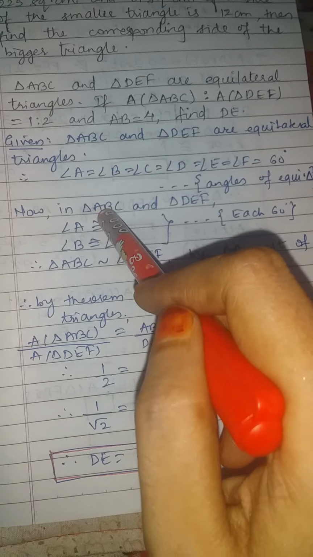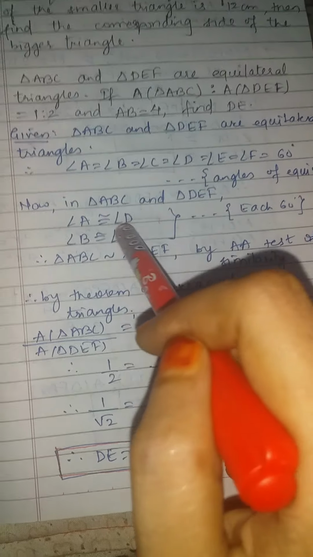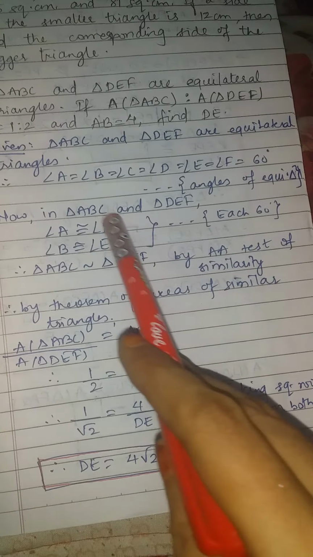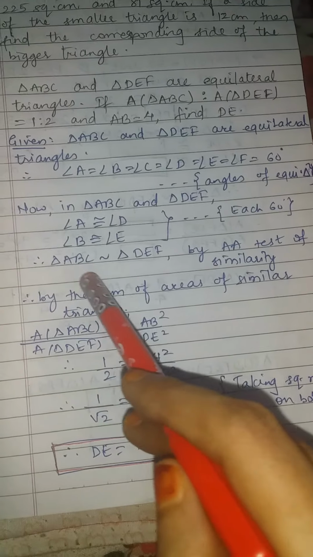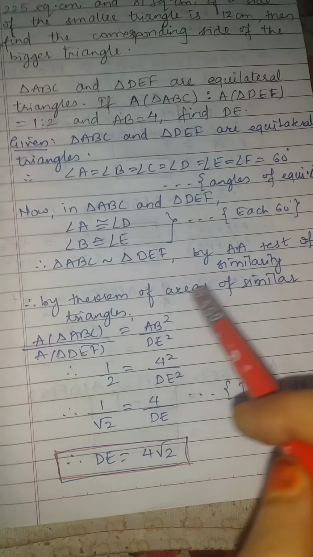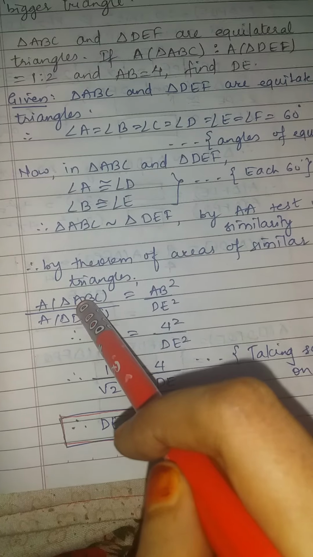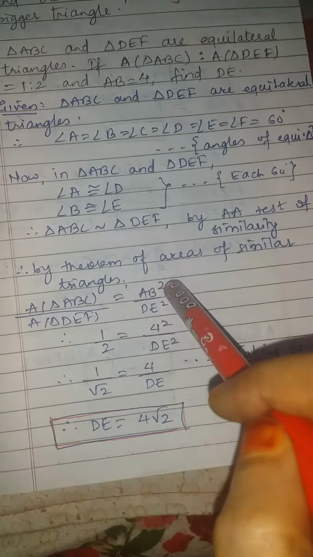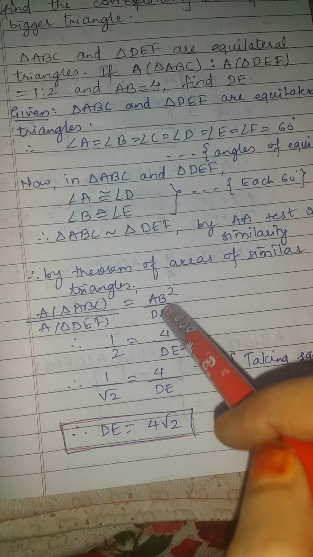So now in triangle ABC and triangle DEF, we have angle A congruent to angle D and angle B congruent to angle E, reason: each 60 degrees, since they are all nothing but the angles of equilateral triangles. Therefore, triangle ABC is similar to triangle DEF by the AA test of similarity. Hence, by the theorem of areas of similar triangles, we can say area of triangle ABC upon area of triangle DEF, that is, the ratio of their areas, will be equal to the ratio of the squares of their corresponding sides. So, we will have AB square upon DE square.